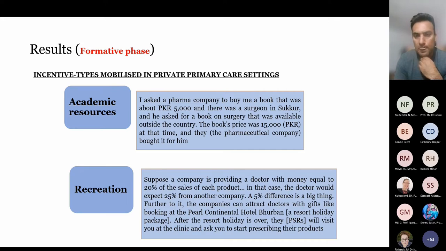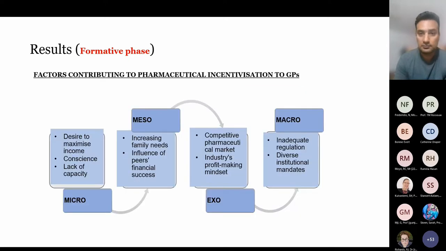So I think the important thing in this context was that many sales representatives justified the donation of clinical equipment, books, and sponsorship to attend educational events because they believed that these resources can increase the capacity of doctors and improve quality of care for patients.